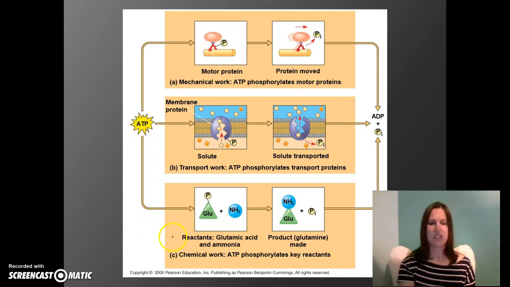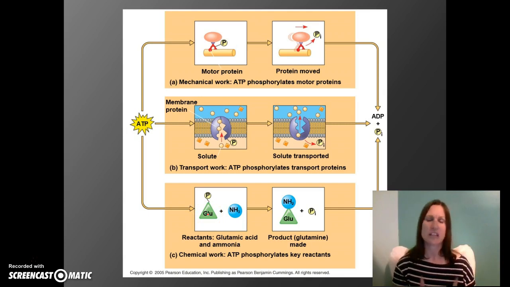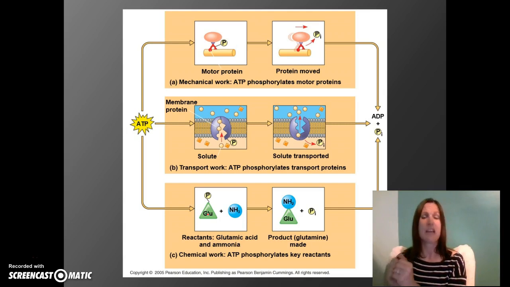Lastly, ATP is used for chemical work. For example, we talked about in the last flip how glutamic acid and ammonia combine together to form a product, glutamine, which is our amino acid. Remember, anytime we take simpler molecules and combine them to form a larger molecule, that is an endergonic reaction. We're taking two things and combining them, that is endergonic. Or you might also remember anabolic. We're taking an absorption of energy here.